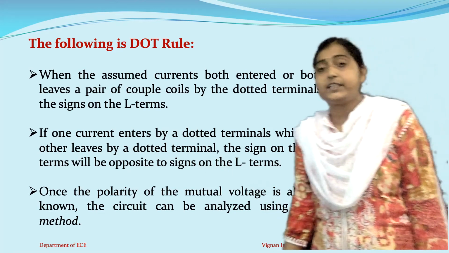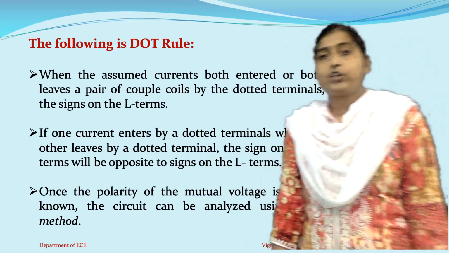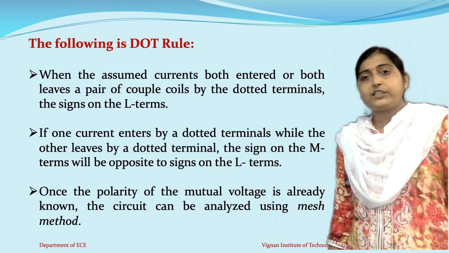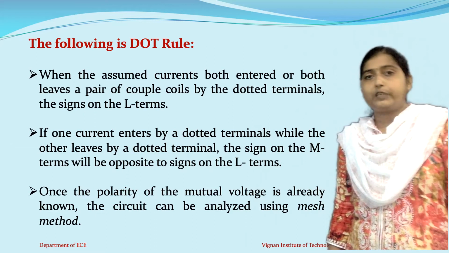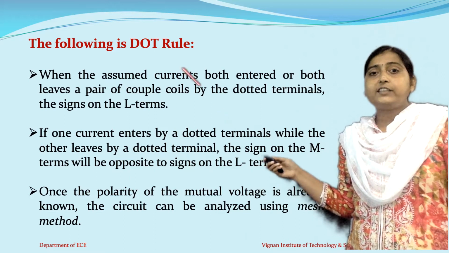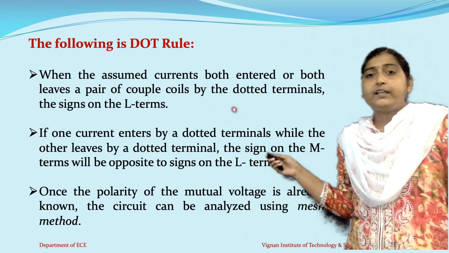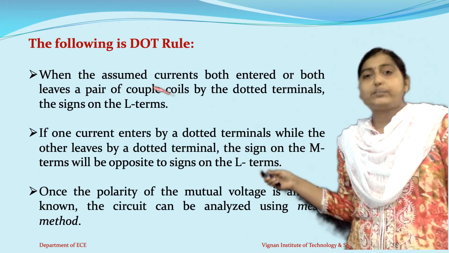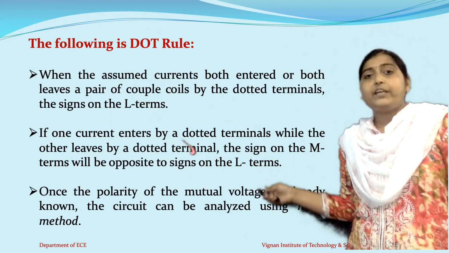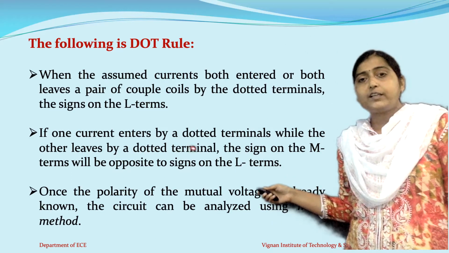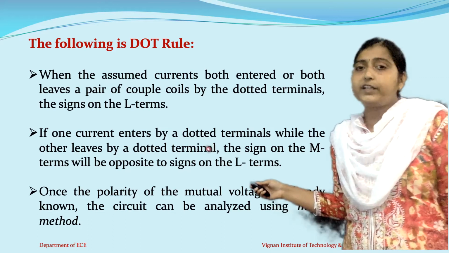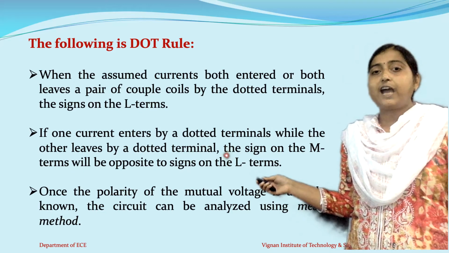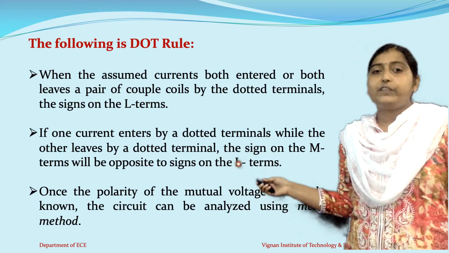Now you have to understand here, in order to understand the dot convention, you should know that a magnetically coupled circuit consists of self-inductances as well as mutual inductances. When the currents in both are entering, then the direction of the mutual inductance should be taken as same with respect to the self-inductance. If one current is entering the dotted terminal and other current is leaving the dotted terminal, then the sign of the mutual inductance has to be taken as opposite to the sign of the self-inductance terms.